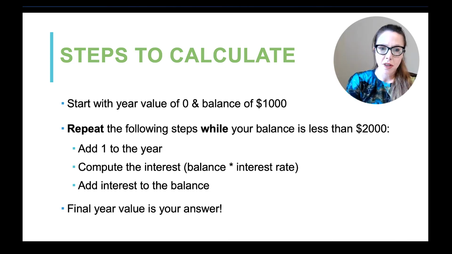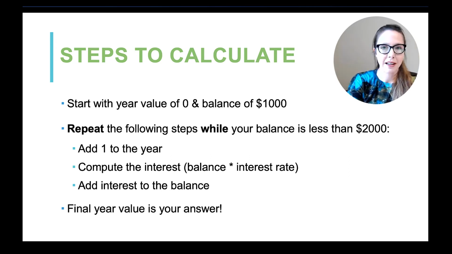So we'd start with a year value of 0 and a balance of 1,000. And then we're going to repeat the following steps while the balance is less than $2,000. We're going to add 1 to the year. We're going to compute the interest, which is the balance times the interest rate. We're going to add that interest to our balance, and that's the new balance for that year. And we're going to keep doing this until the balance reaches 2,000. At the end, we're going to keep track of that year number, and that final year value is our answer. So that would tell us how long it will take to earn enough interest to have a balance of $2,000.